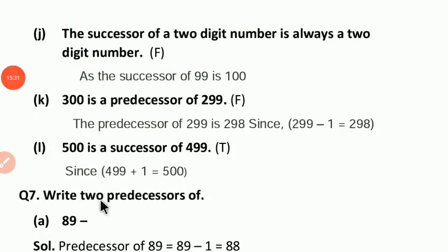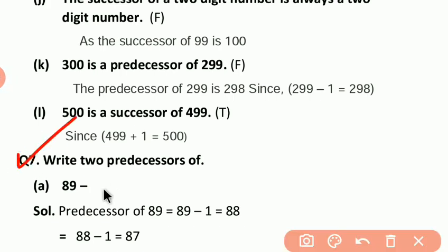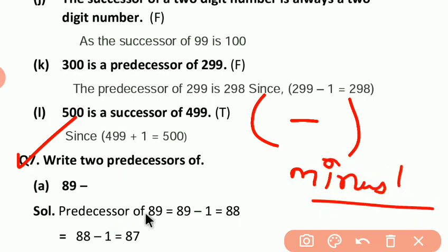Then question number 7. Write two predecessors of. Here we have to find the two predecessors of 89. So we know that predecessor means the number which comes before any given number. It means minus 1. So predecessor, pre means before only. You have to understand the question by the given words here only. The pre means before, so predecessor of 89 means 89 minus 1, which is equal to 88.